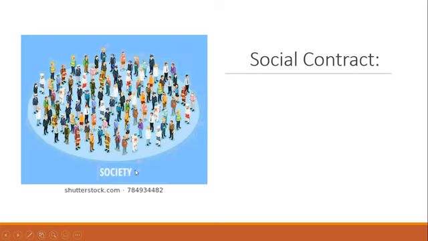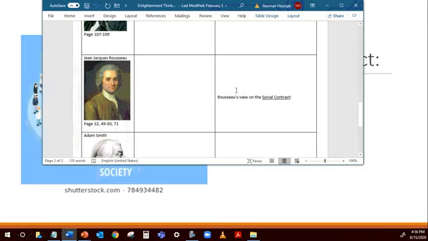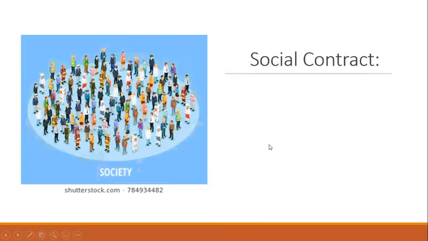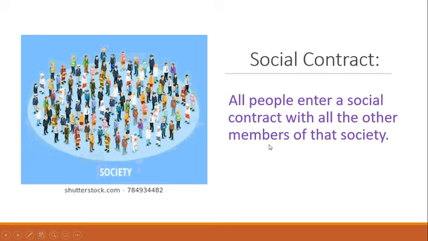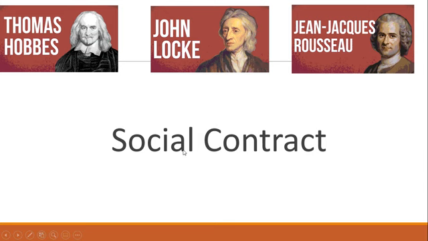J.J. Rousseau, he had his own thoughts on the social contract. All right, so you'll notice that J.J. Rousseau, he's got his views on the social contract. What did he think about the social contract? Well, he says that all people enter into a social contract with all other members of that society. Different take. So let's pause and compare the views of Thomas Hobbes, John Locke, and J.J. Rousseau on the social contract.